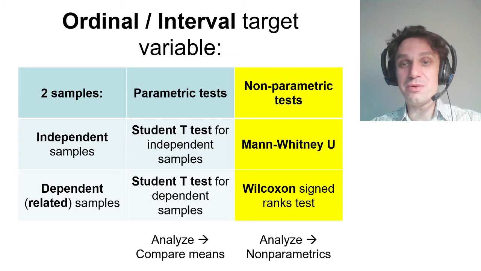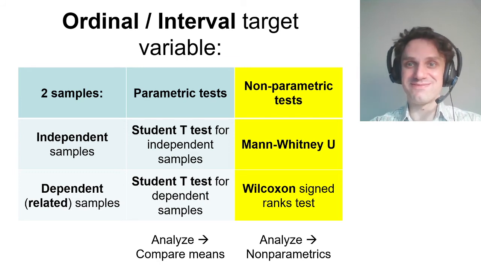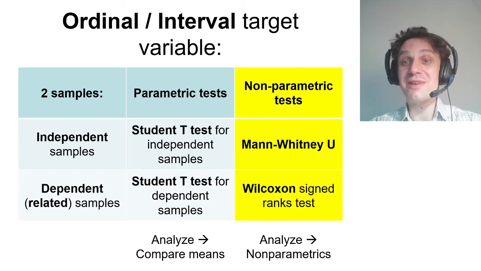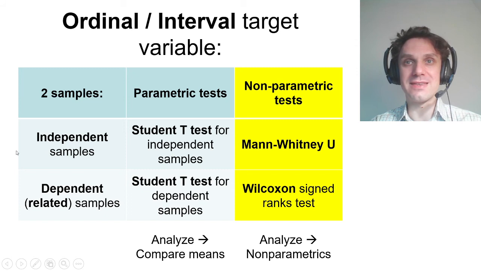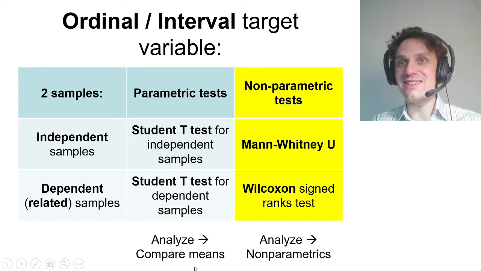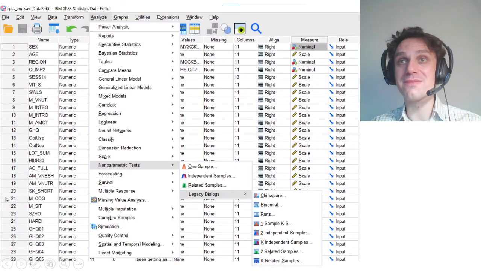So these were parametric tests. Student t-test. What about its non-parametric alternatives? For independent samples, we have Mann-Whitney's test, and for dependent samples, we have Wilcoxon signed ranks test. And they both live in SPSS in Analyze Non-Parametrics menu.